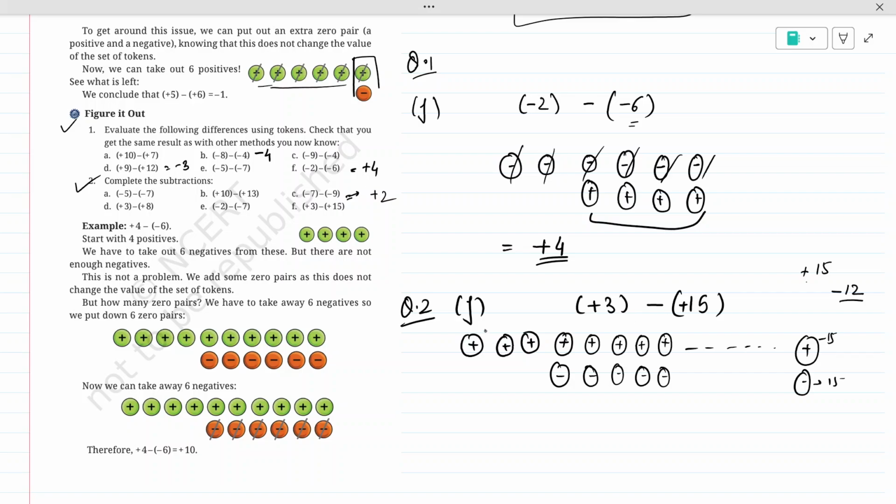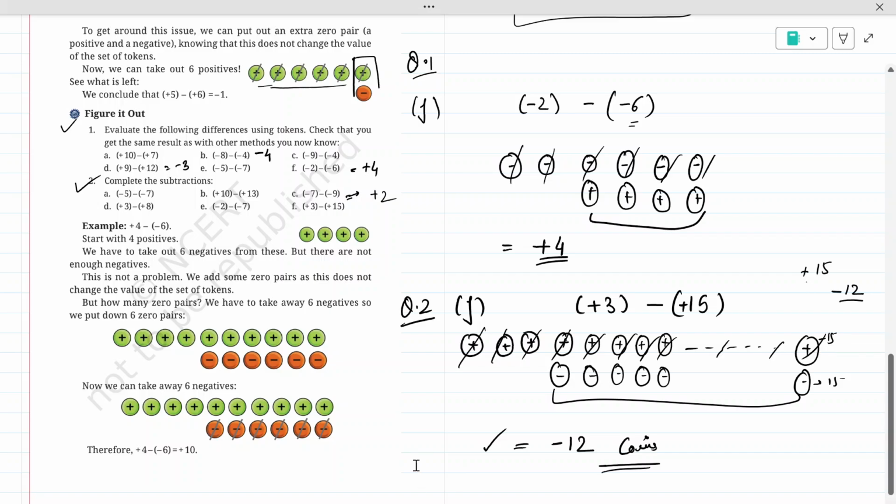So now I can subtract the positive. I have 15 plus coins now, which I can subtract. What is remaining? Remaining are 12 minus coins. Okay, so you got what I have done here. I have added 12 zero pairs to plus 3 coins to make 15 plus coins. Then I can easily subtract the 15 from this. So 15 is subtracted and we are left with 12 negative coins. Okay, so this part is also done.